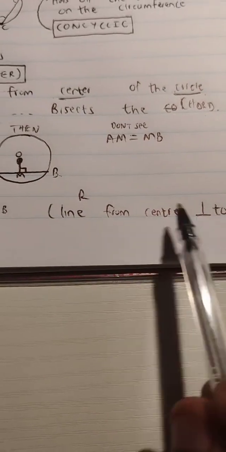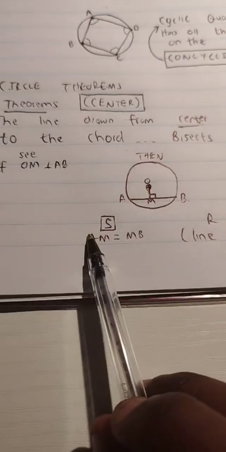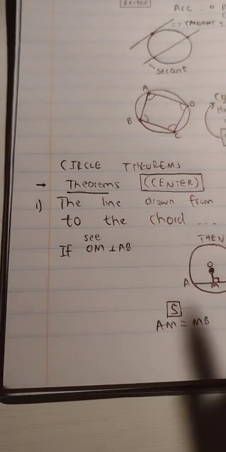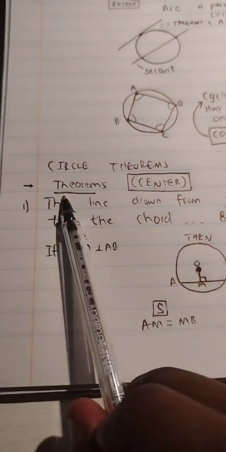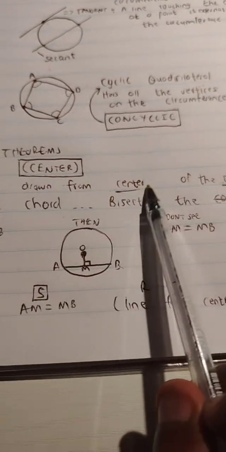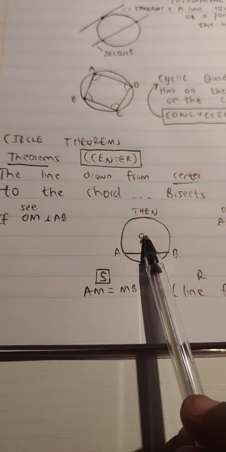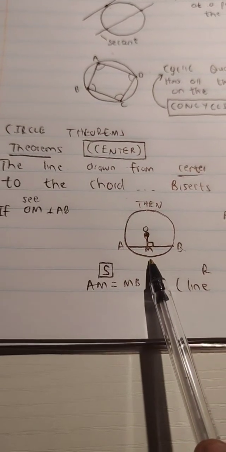Perpendicular to chord. Your reason is seen. Your statement is unseen. Okay, so let's go and read the theorem statement once again. The line drawn from the center, which line? Here is the line. It's OM.